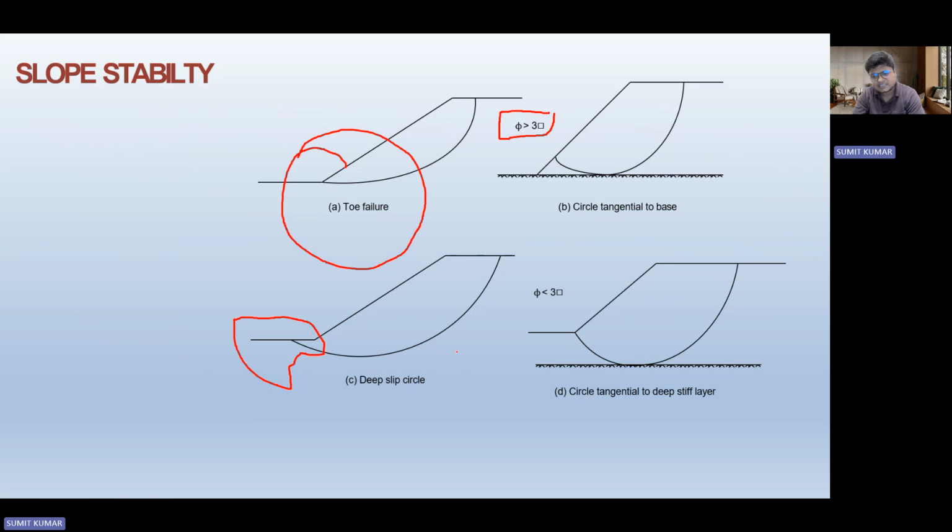And the other one is the circle tangential to the deeper stiff layer. Over there, if you consider the angle and that is the radius, when you join the 2 points, that is the point of rotation for that specific slope. You find that it takes place from very different angles, and it looks like as shown in figure D.